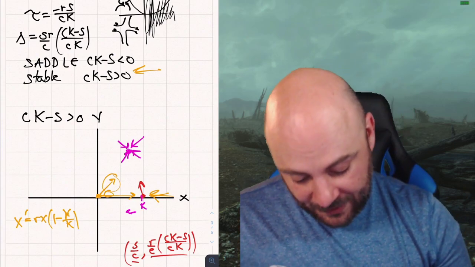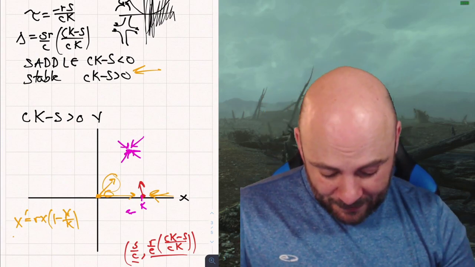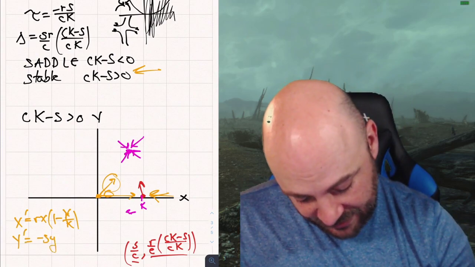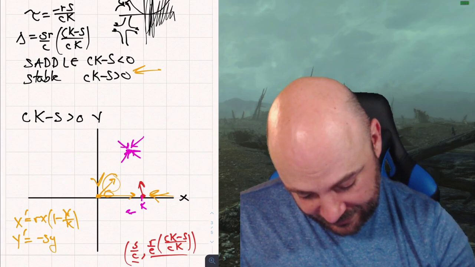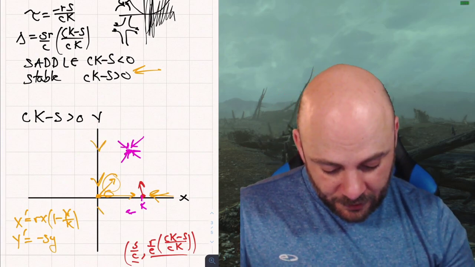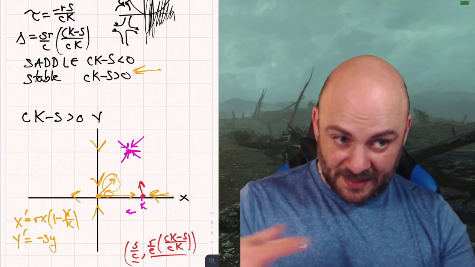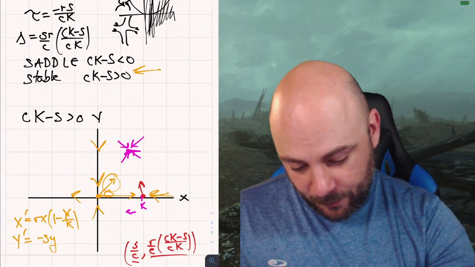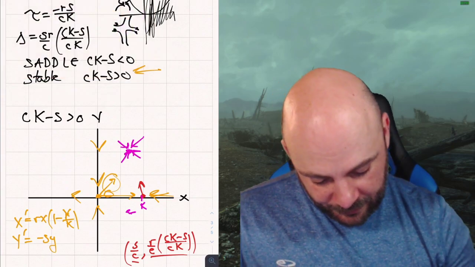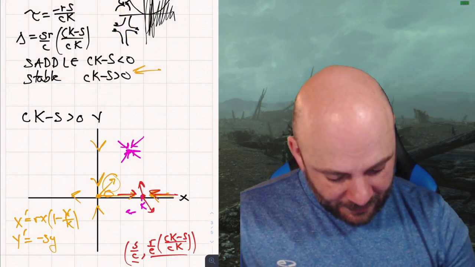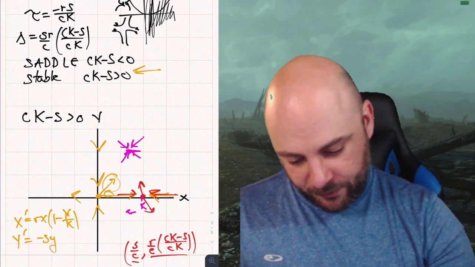But that's okay. Now, if there's no x, that means that y prime is simply equal to negative sy, which means I'm decaying along this axis here. So I know I look something like this. That's my saddle at the origin. And I know my saddle on this axis here does this. And I know I shoot out like that. We get some ketchup and mustard going on.